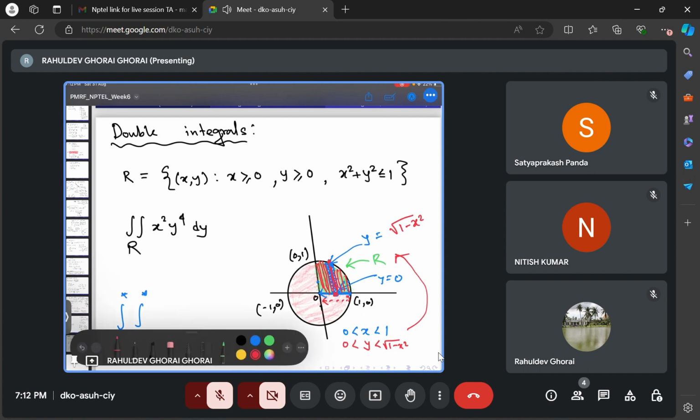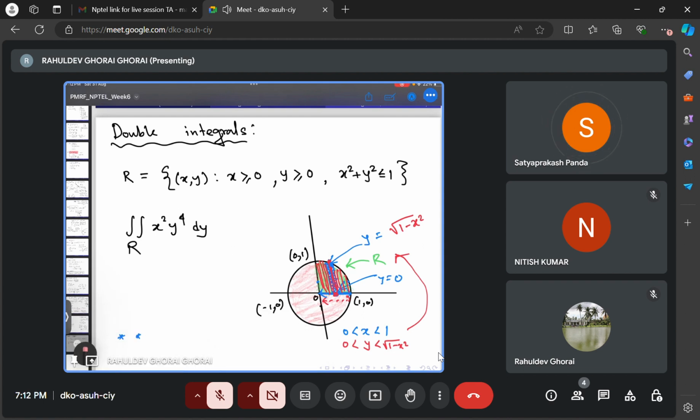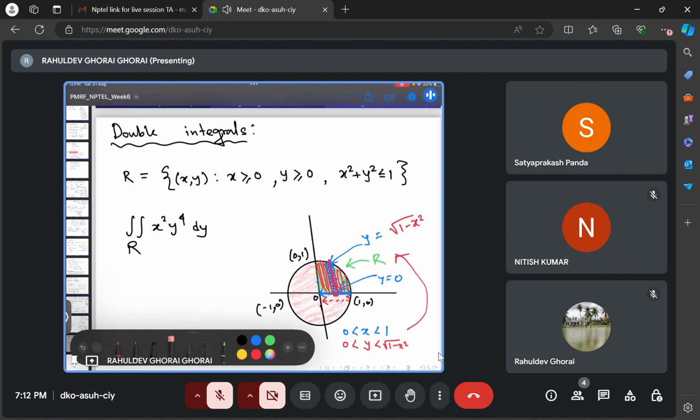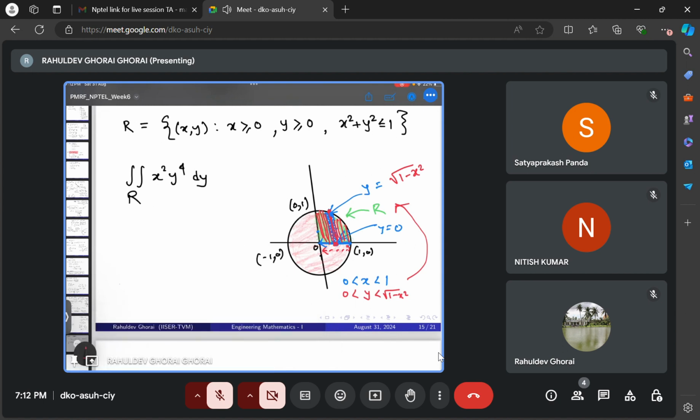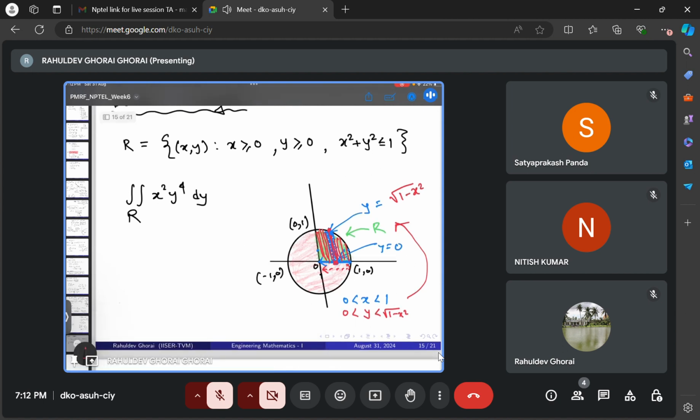Is it okay? Yes, sir. You understood, right? Yes, sir. Okay, so once you understand this, then the math is not difficult. But for different questions, the region will be different. You have to find out the region. So once you understand this, now it will be easy.